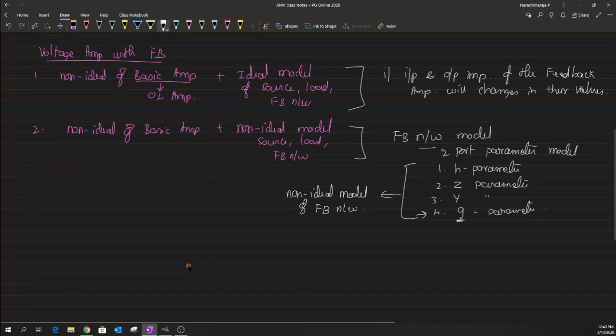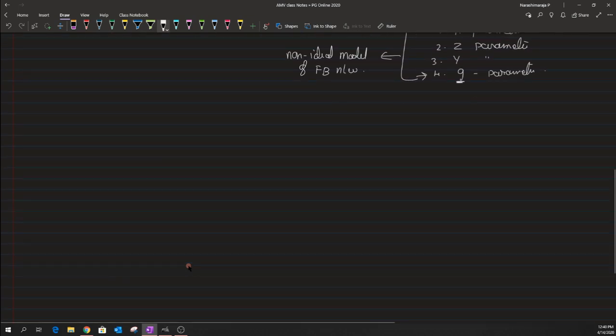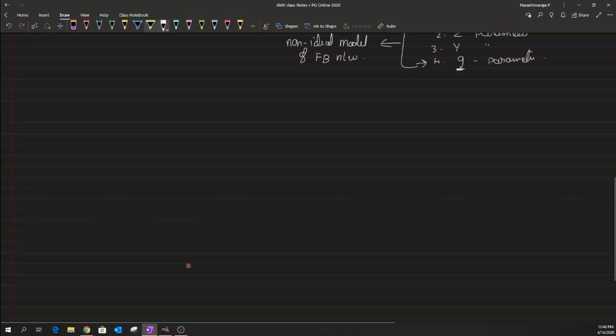and then we'll utilize that for the discussion. Okay, so let me begin with the first case where I'll be considering the non-ideal basic amplifier, whereas the other components associated with this feedback network will have an ideal structure. Let me write it as the ideal case, where the ideal case is not ideal with respect to the basic amplifier, but it is ideal with respect to the sources and the feedback factor.